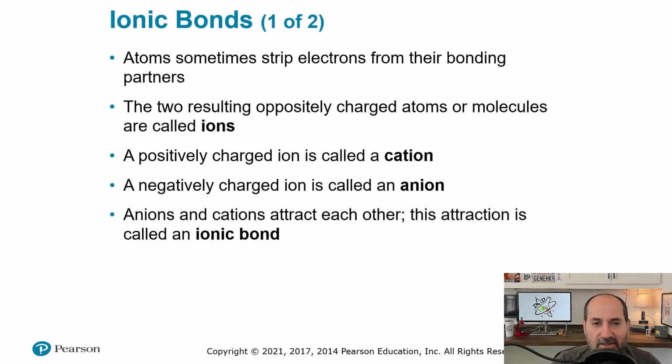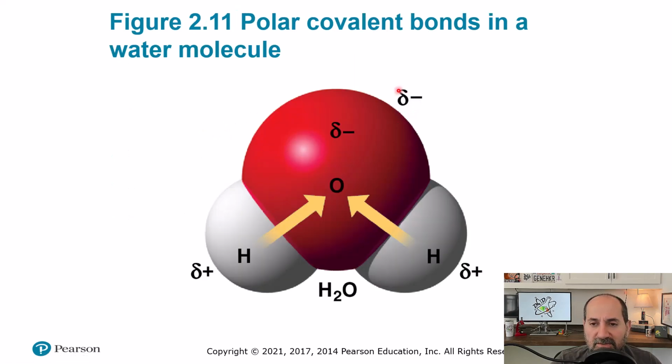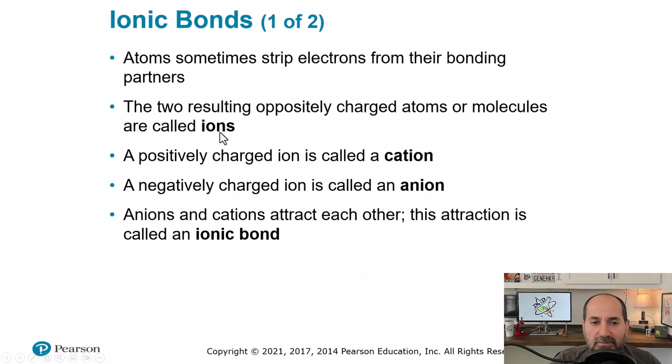Okay, and next we talked about ions. Remember, when you see this little Greek delta, that means partial. So if you're talking about water, which is a polar molecule, you shouldn't write just a negative charge. That's wrong, right? You need to put the partial here. This shows you that it's a partial negative charge. However, if I just had a negative charge, that would be an ion, right?